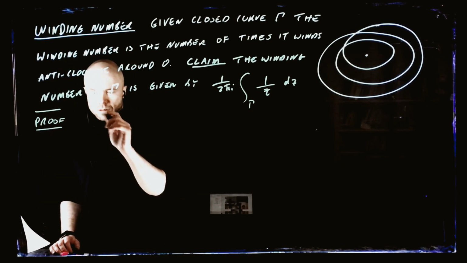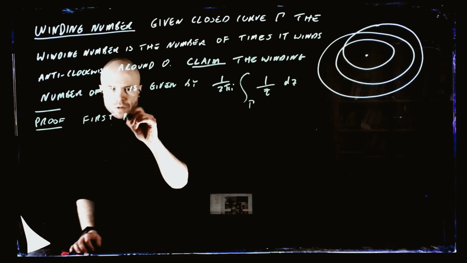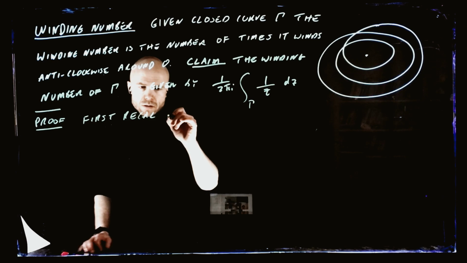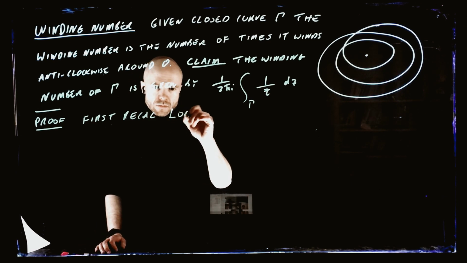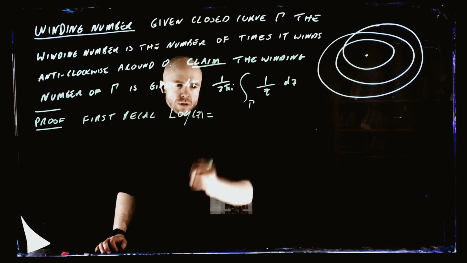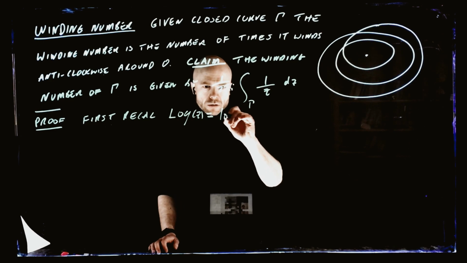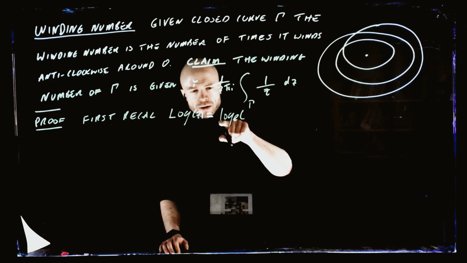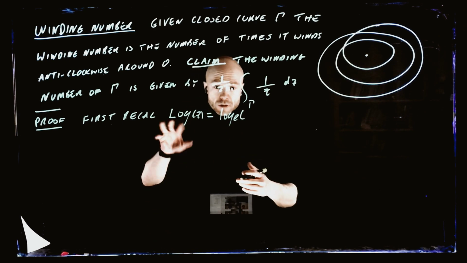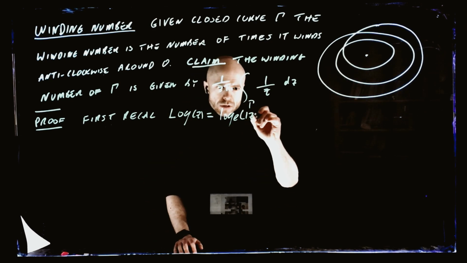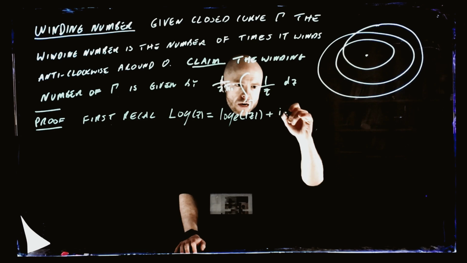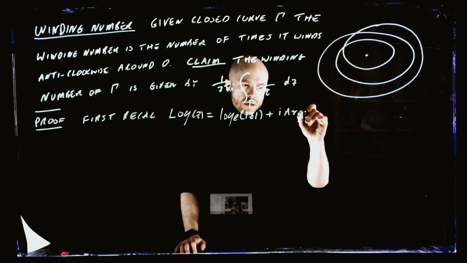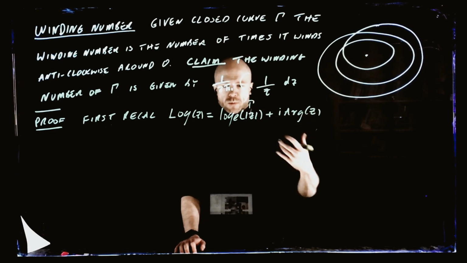First, recall the complex log, which we define to be this. So log to the base e is just natural log. We just write log to the base e to differentiate it from complex log. So it's natural log of the modulus of z plus i arg, and for the argument, I'm going to take the principal argument.